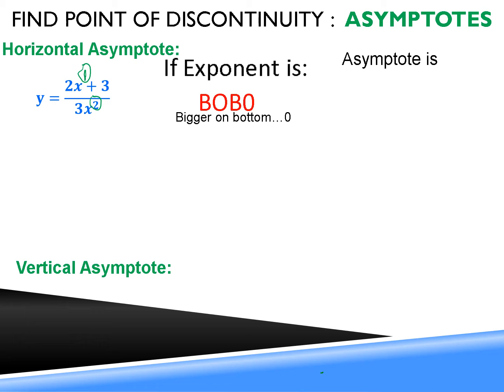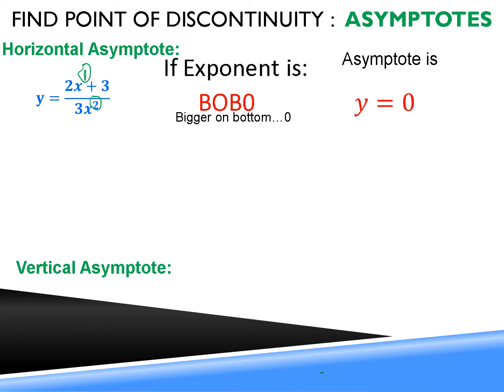So the exponent is bigger on bottom, therefore your horizontal asymptote is y equals 0. If the largest exponent on bottom is bigger than the largest exponent on top, that's BOBO, and therefore your horizontal asymptote is y equals 0.